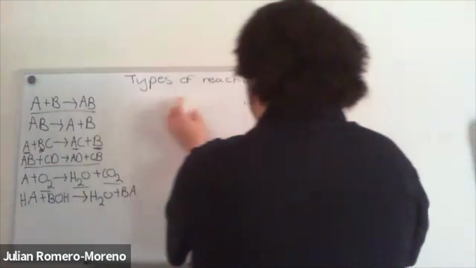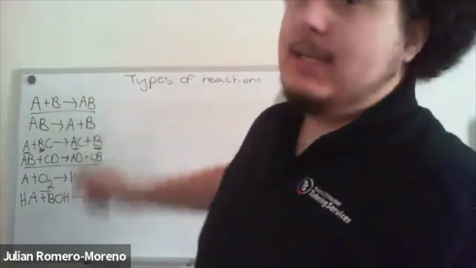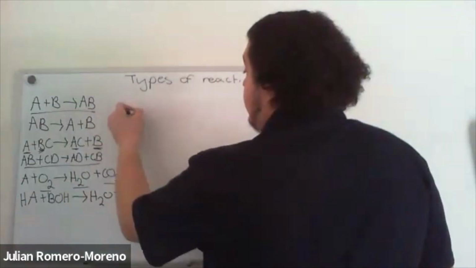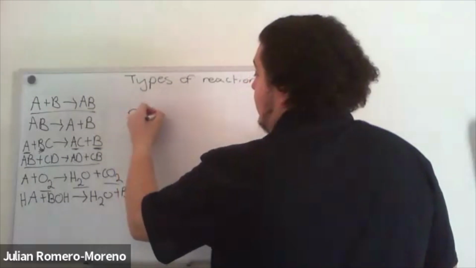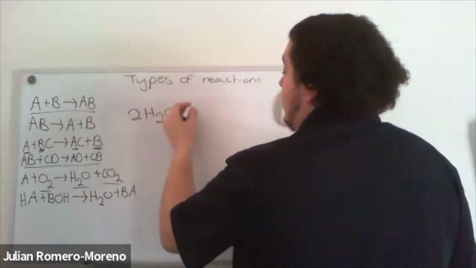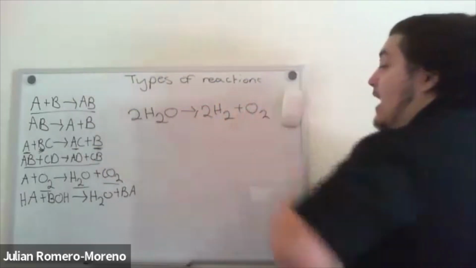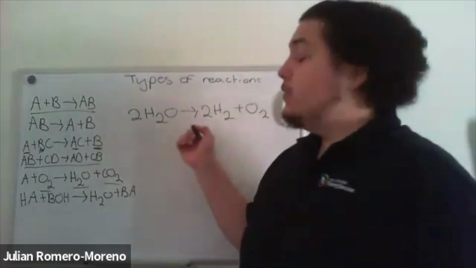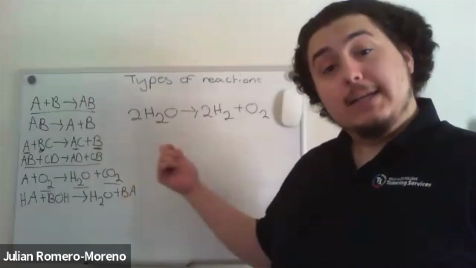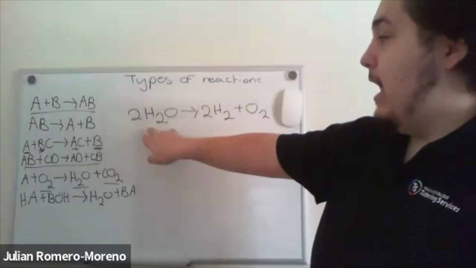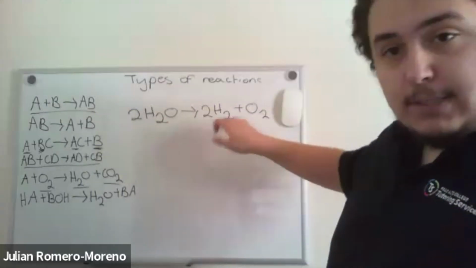Now, the next type of reaction is decomposition. Now, decomposition is the inverse, and we can do the same thing. We can take 2H2O and produce 2H2 plus O2. And this happens when you put an electrical current through water, which we call electrolysis. In this case, we're taking the AB and separating it into A plus B.